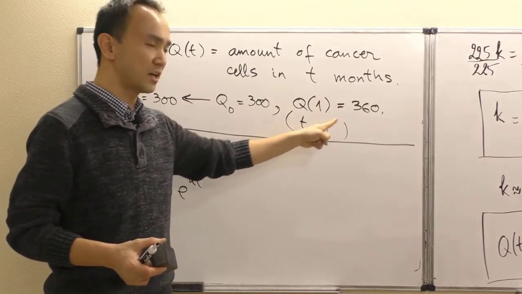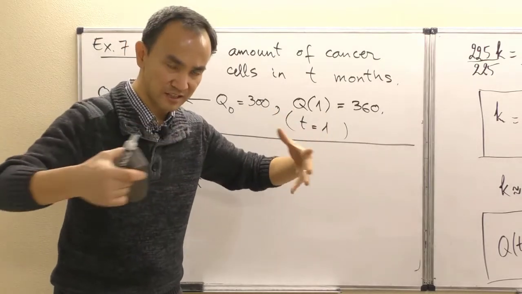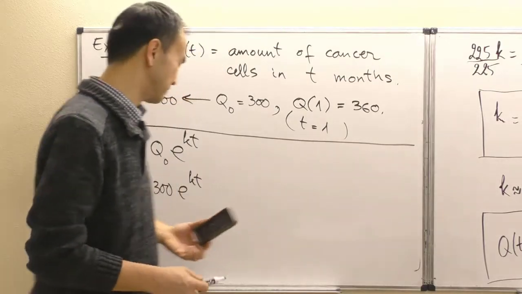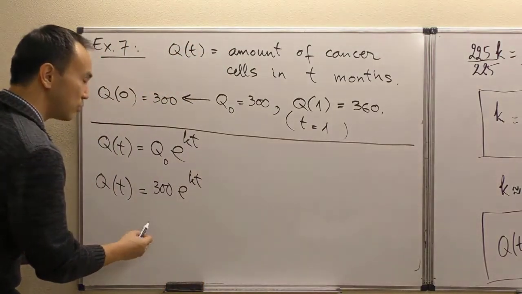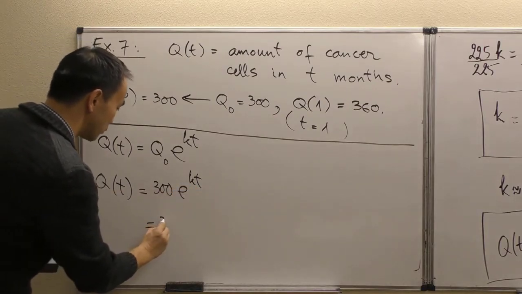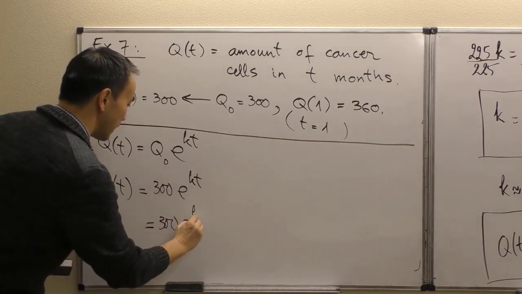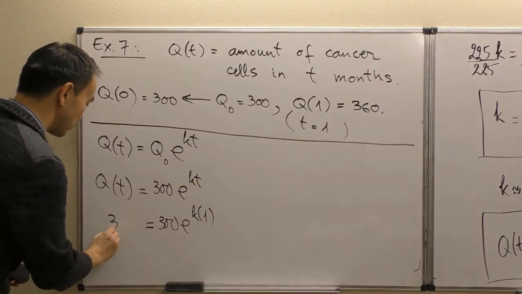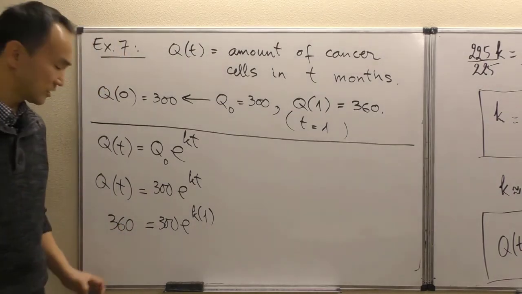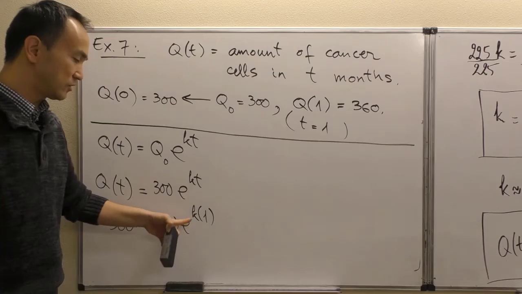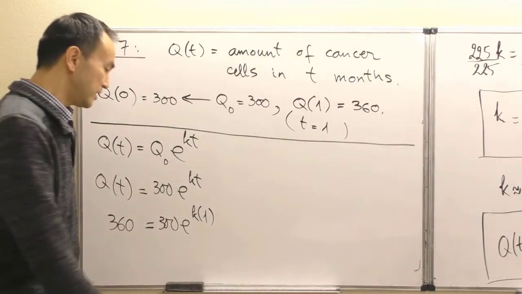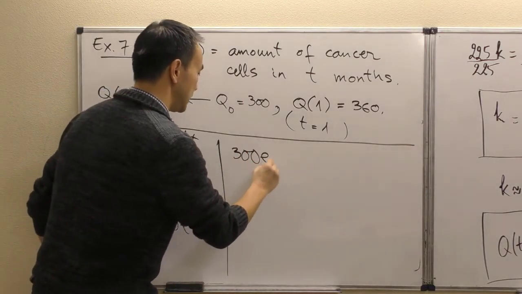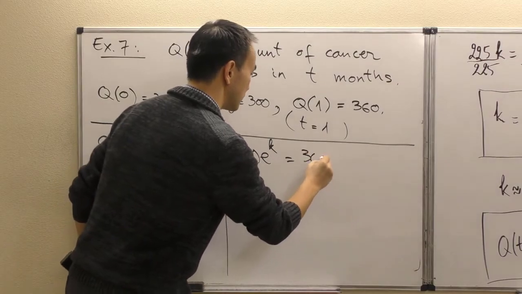When t equals 1, those cancer cells grow to 360 of them. So when t equals 1, we're looking at 300 e to the k times 1. I substituted t equals 1 in place of t, and that equals 360. So 360 equals 300 times e to the 1k. What I'm looking at now is 300 e to the k equals 360.